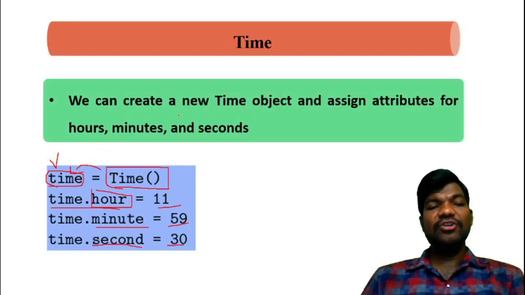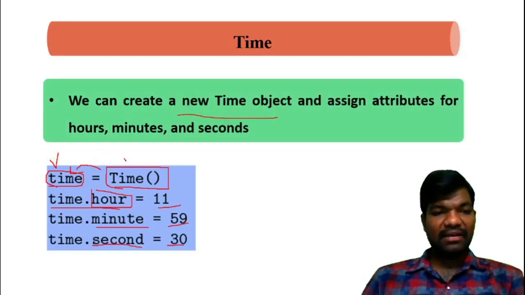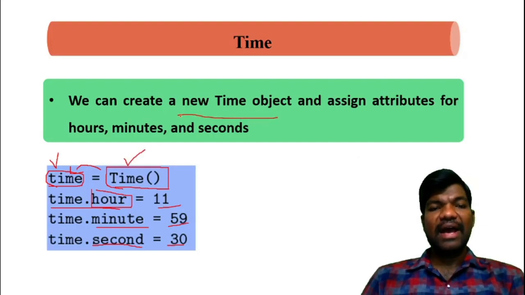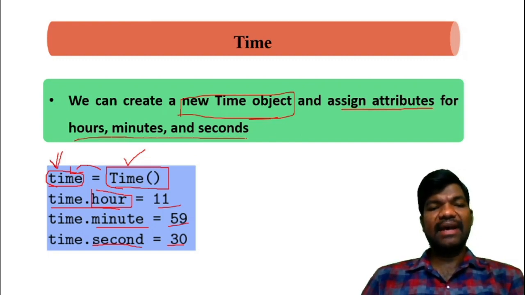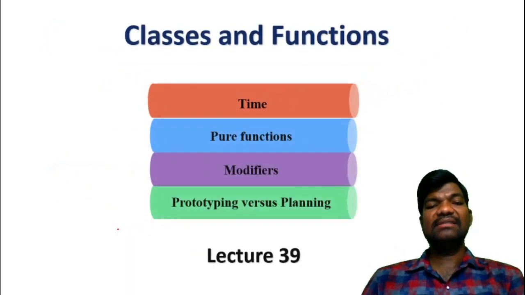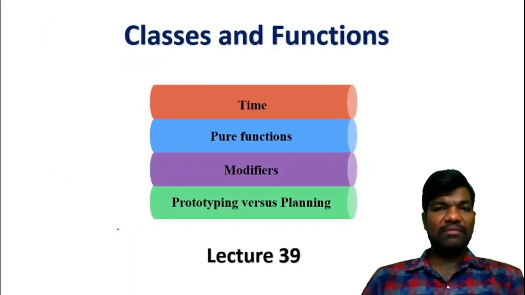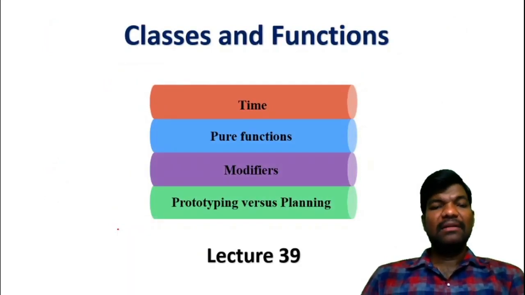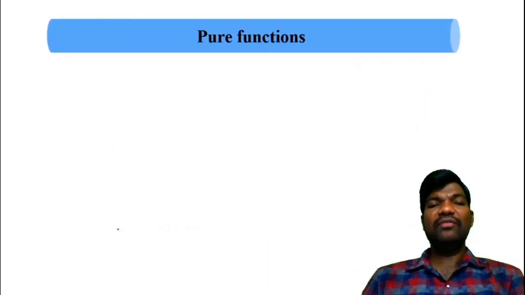We can create a new time object. So here, this is the class. I am creating a new time object, and assign the attributes hours, minutes, and seconds. So these are the attributes: hours, minutes, seconds. That is the time class. Next, coming to the second one, pure functions.